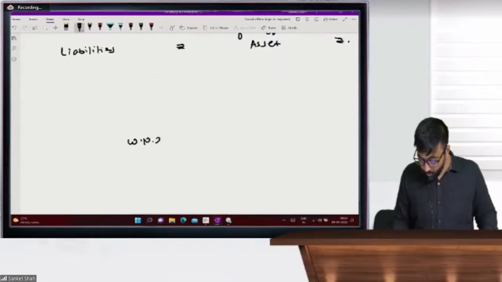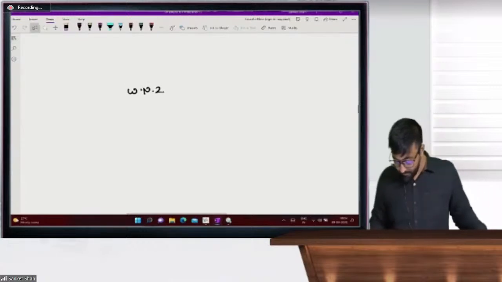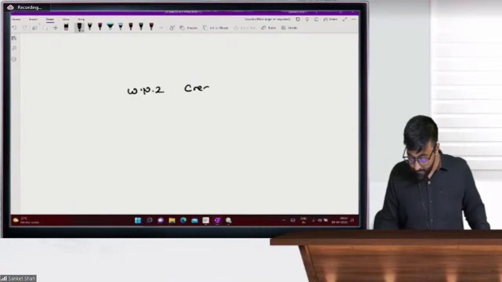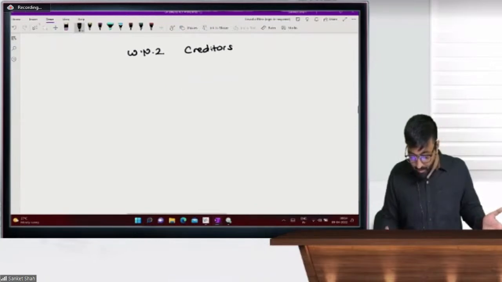Working note 2. Yes, beta. Line by line account. First account is creditors account. Working note 2, creditors account, 7 lines.